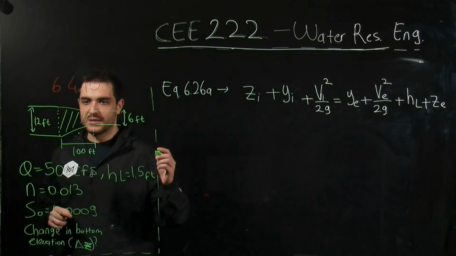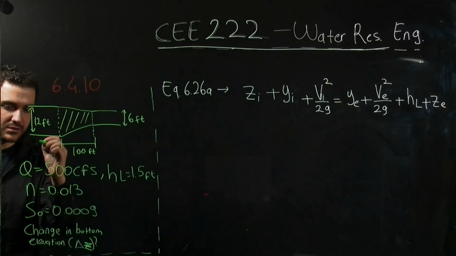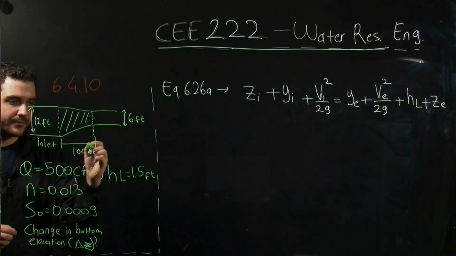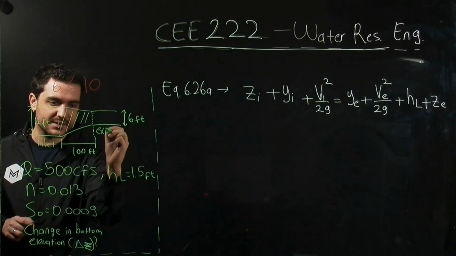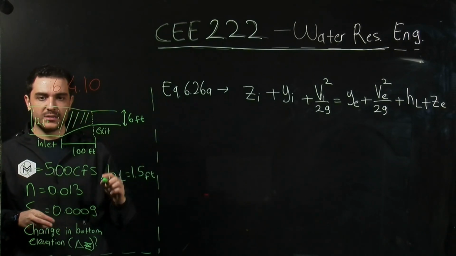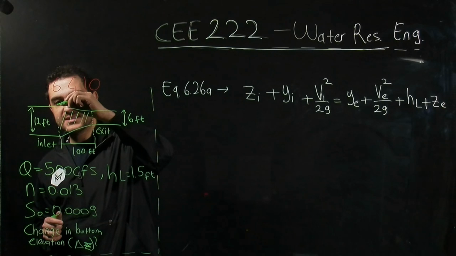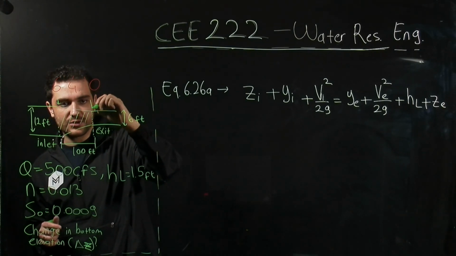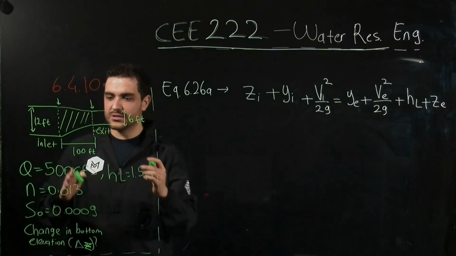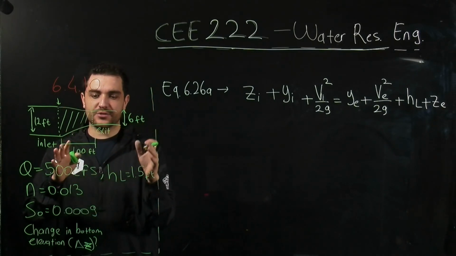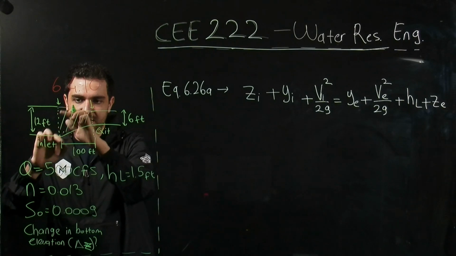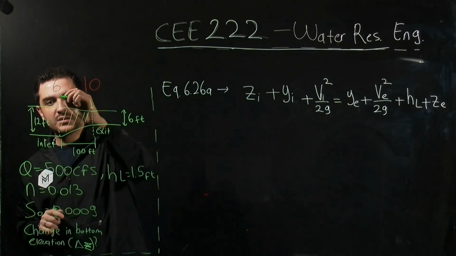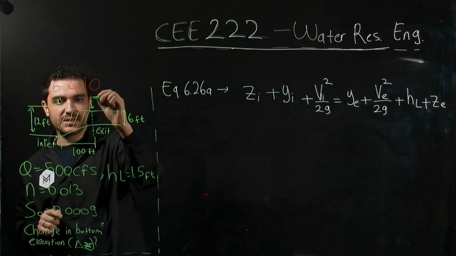So let me write that. Let's say this is the inlet and this is the exit. We can take these points as reference, so that we can calculate what's going on in this transition channel. So this will be the inlet and this will be the exit.